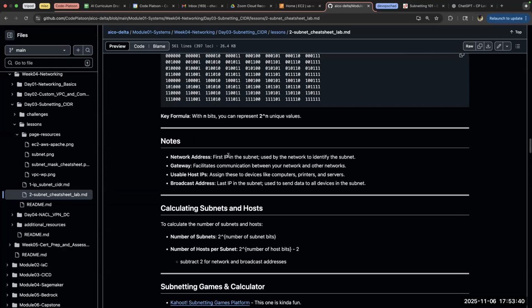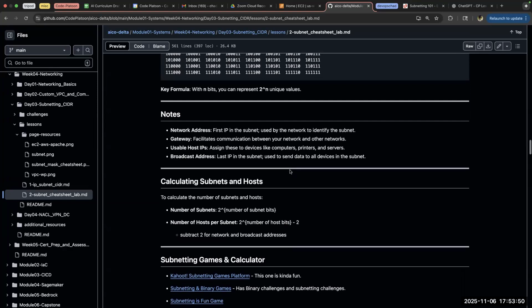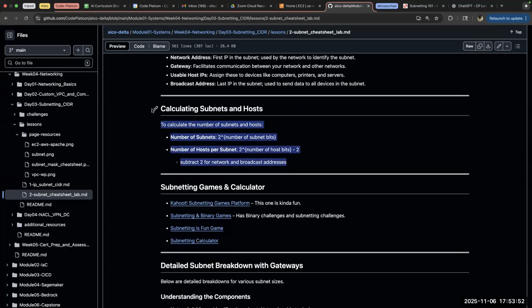Just some quick notes. Like we said, network address, the first IP in the subnet, is usually used by the network to identify the subnet. Gateway. Usable host IPs. We talked about all this stuff. This is your little formula for calculating the number of subnets and hosts based on the CIDR block.